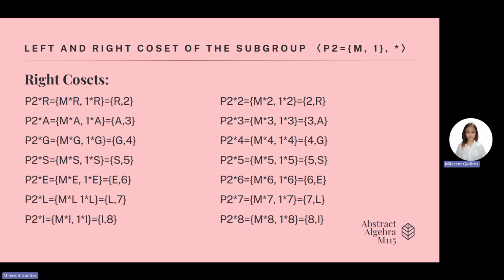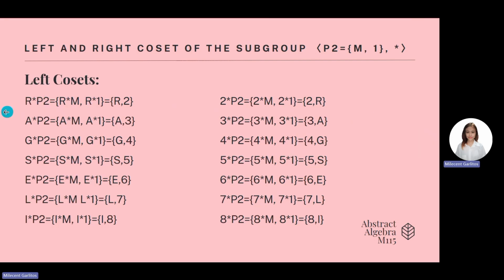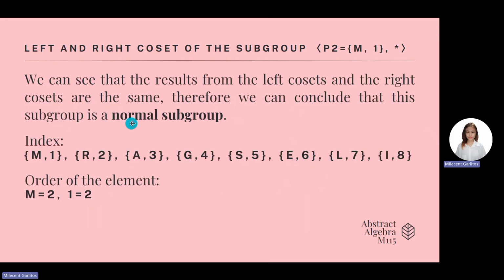P sub 2, we operated with element 8, it would then be M star 8 and 1 star 8. Result is 8 and I. And upon observation, we can see that the result of the left coset and the right cosets are the same. Therefore, we can conclude that this subgroup is a normal subgroup.